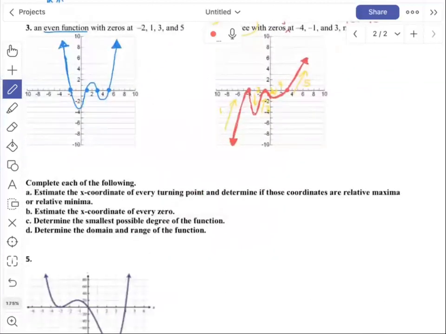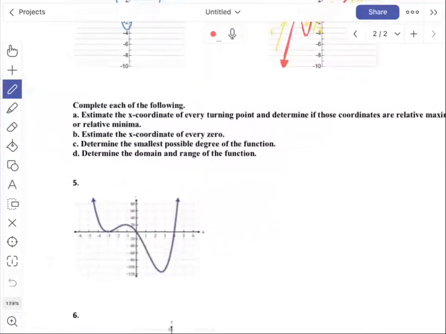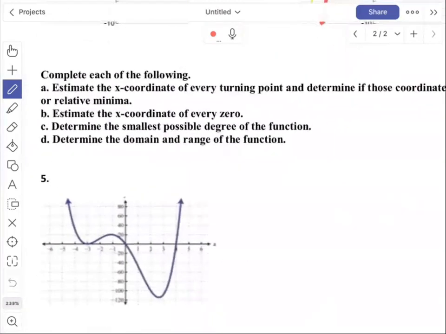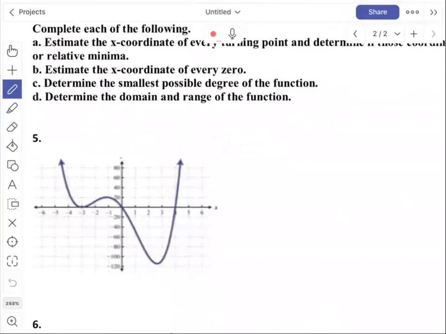Okay, let's go to the last type of problem here. It says complete each of the following, and we want to estimate the x-coordinate of every turning point and determine if those coordinates are relative maxima or relative minima. All right, so with graph number 5 here, I have a relative maxima, minima at this point right here. There, that's a minimum, that's a maximum, and that's a minimum. We're just estimating the coordinates here.